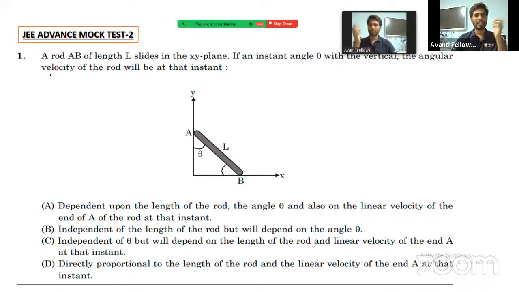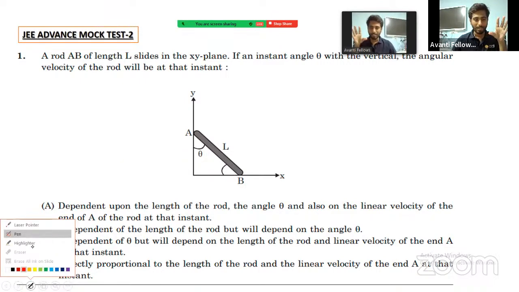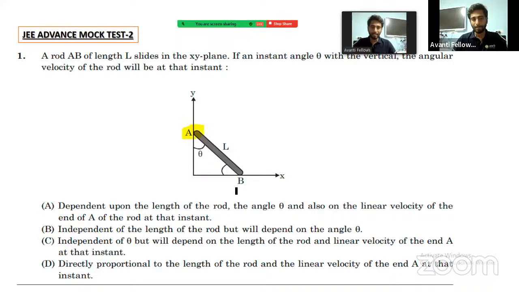Okay, Amrita, good. The first question is a rod AB. Look at the question here. One rod is there, AB, whose length is L. It is lying on the XY plane and making an angle theta, right? And we need the angular velocity of the rod at that instant.